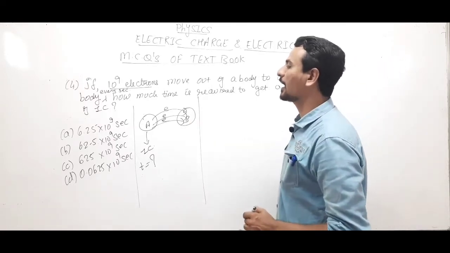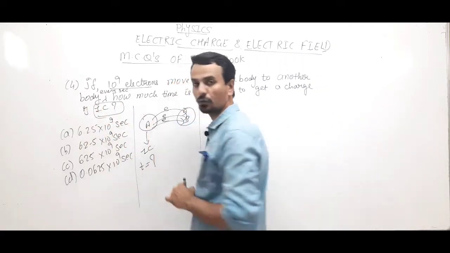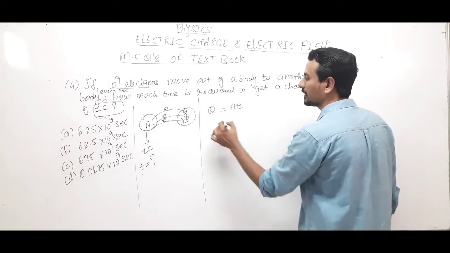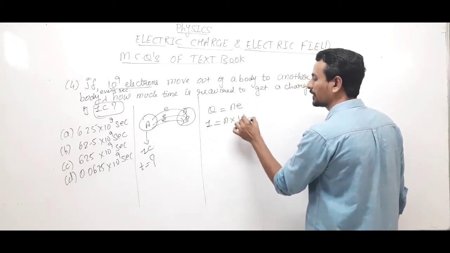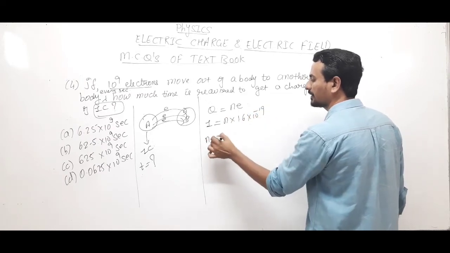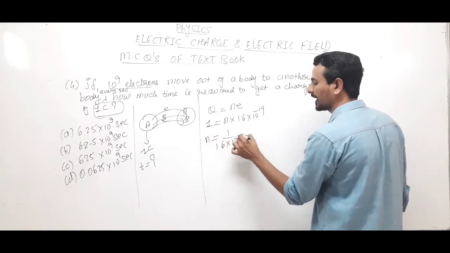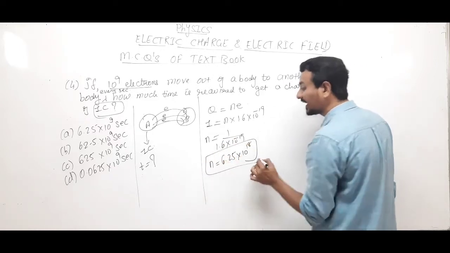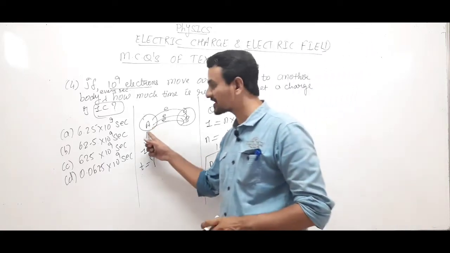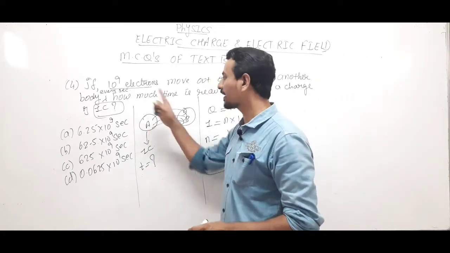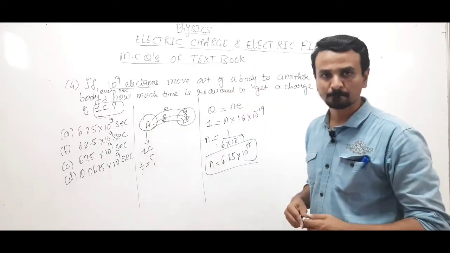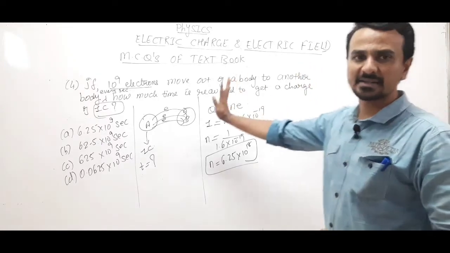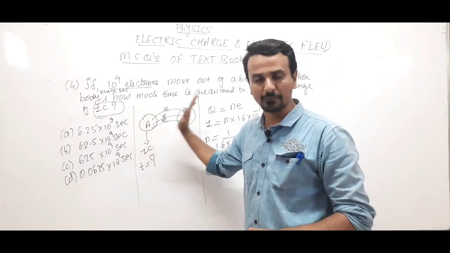See, first we'll calculate how many electrons are there in a charge of 1 coulomb. With the help of quantization, Q equals NE. Q is 1 coulomb and N we don't know. So N is 1 upon 1.6 into 10 raised to -19, so N will be 6.25 into 10 raised to 18. Got it? So this many electrons are to be transferred from this body to another body in order to get a charge of 1 coulomb on this body. Clear? Once again I'll make the question very clear. It says that 10 raised to 9 electrons are coming out from one body to another.